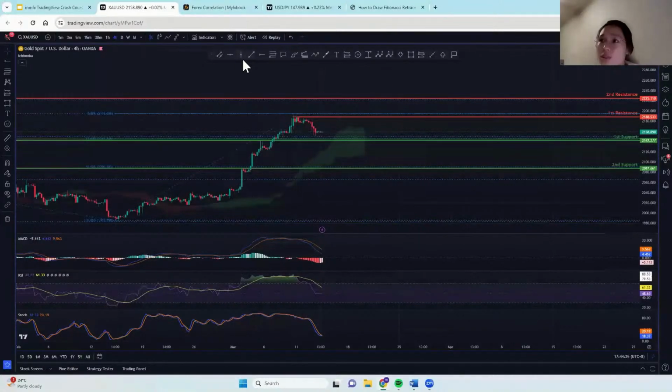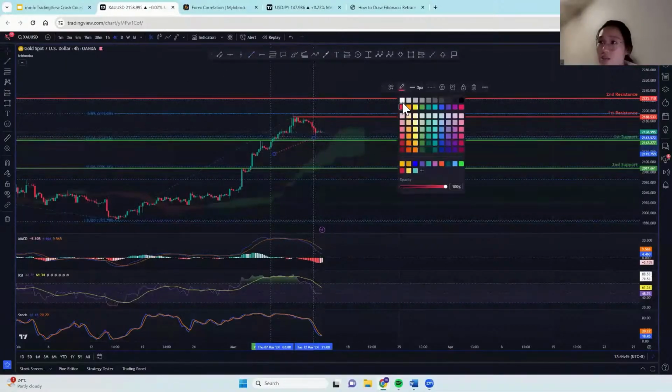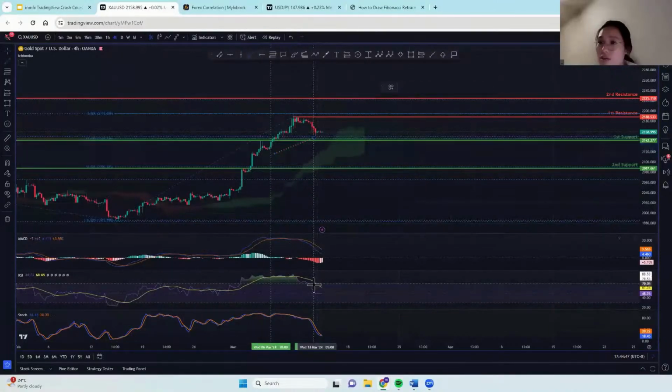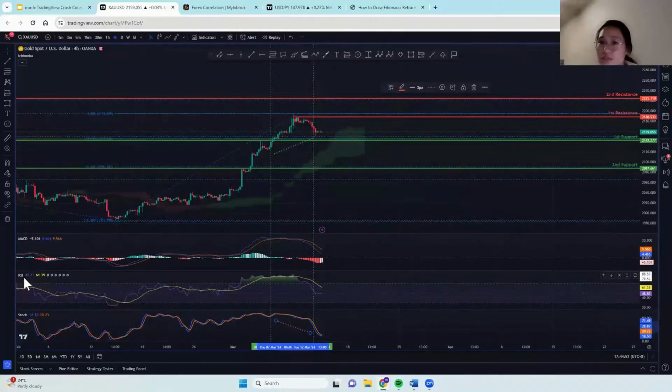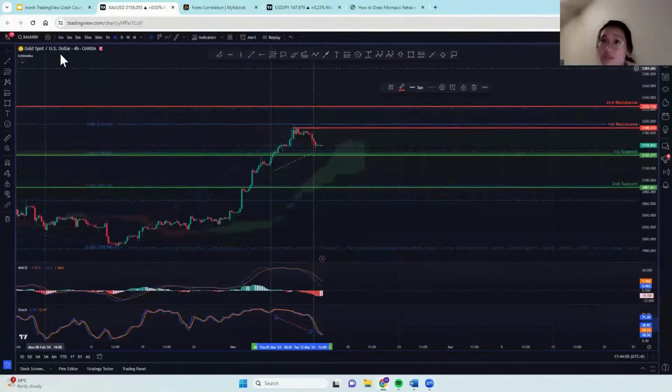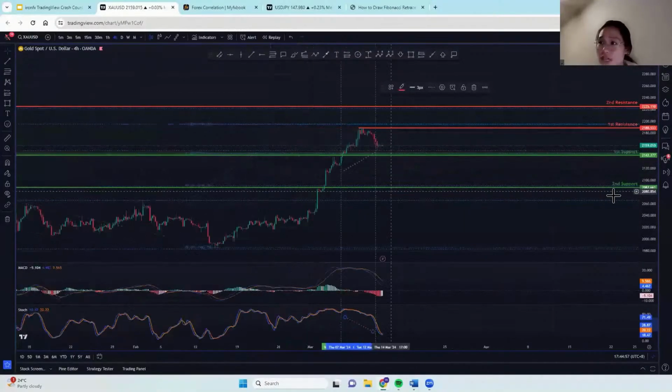okay, between these two areas, okay, we have the same thing as earlier. Price is making a higher low, whereas on our stochastic, it is moving in a lower low, which is also giving us a bearish signal. So it also supports our analysis.